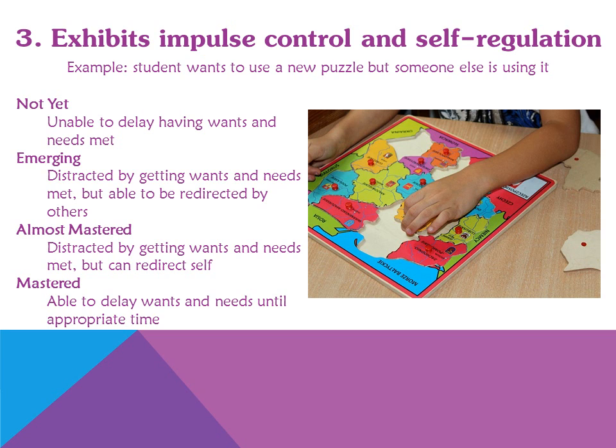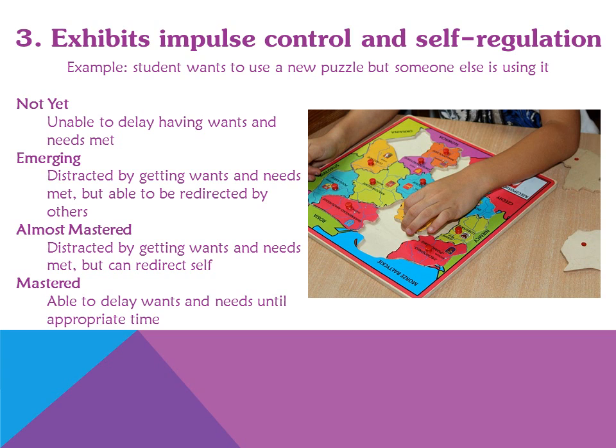get what they want. For an emerging student, you might observe a student who is distracted by getting their wants and needs met. In other words, they want that puzzle and it's starting to distract them, but they're able to be directed or redirected by others. Almost mastered. A student wants the puzzle and they're starting to be distracted because their wants aren't met, but they can redirect themselves. Sometimes you have to watch closely for this.